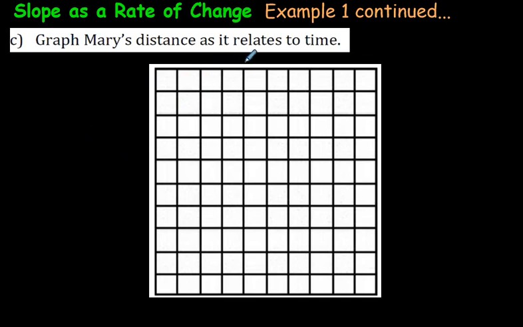So if we were to graph Mary's distance as it relates to time, if you watch the video I have on distance time graphs, you'll know that distance will go here on the y-axis, and on the x-axis here we'll have time. Because distance depends on the time. Distance is the dependent part, and time is independent. It just keeps ticking no matter what.